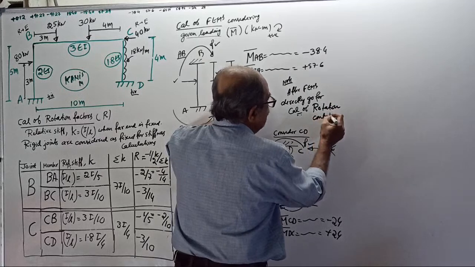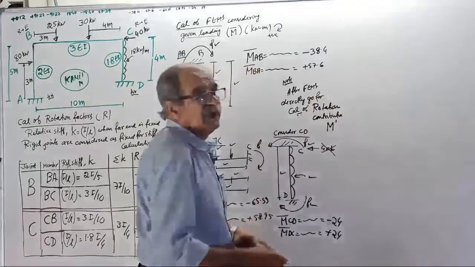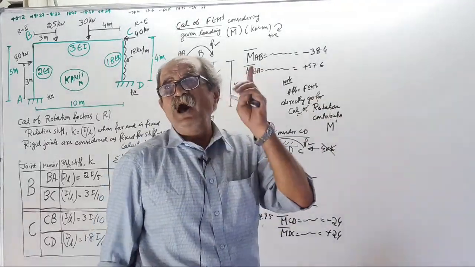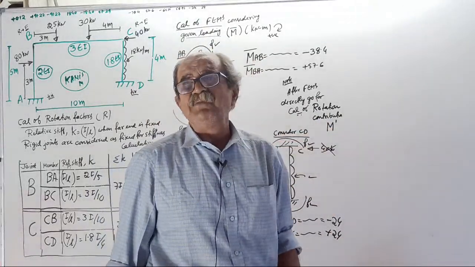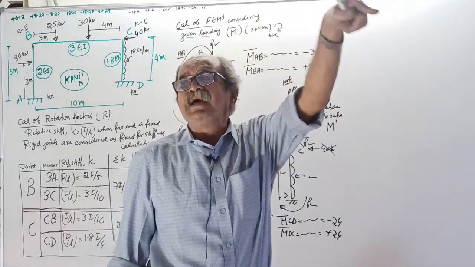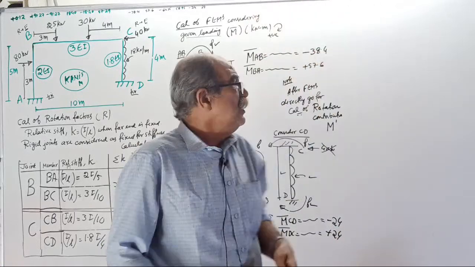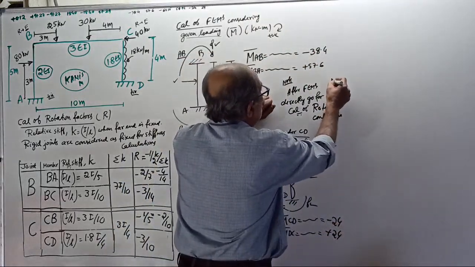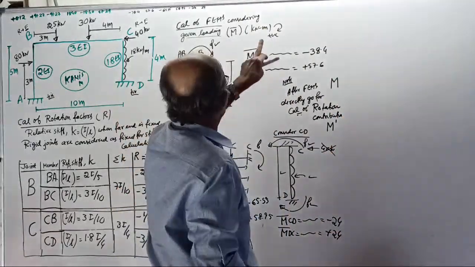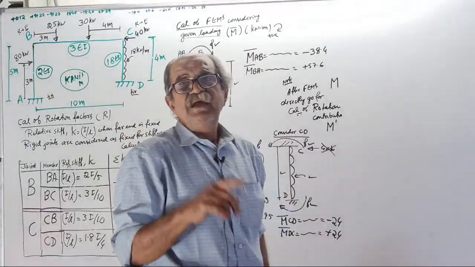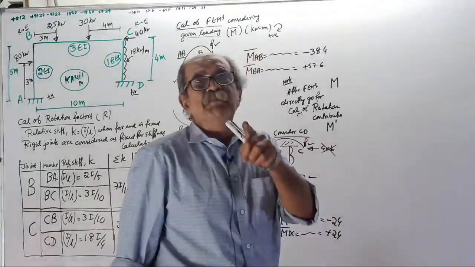Rotation contribution. Tell me the symbol. Symbol is M dash. Remember, M bar for fixed end moment, M dash for rotation contribution. Little later, one more will come: M double dash, that is displacement contribution. Finally, M will come. What is M? See, M bar, fixed end moment. M dash, rotation contribution. Little later, M double dash will come.